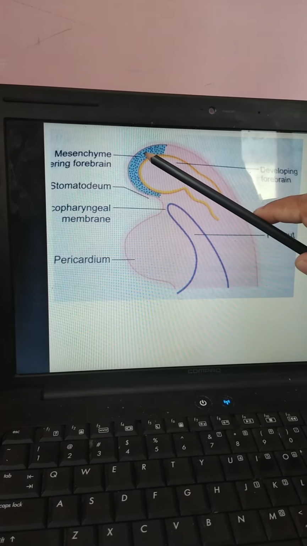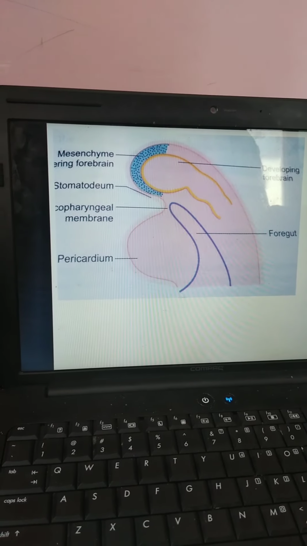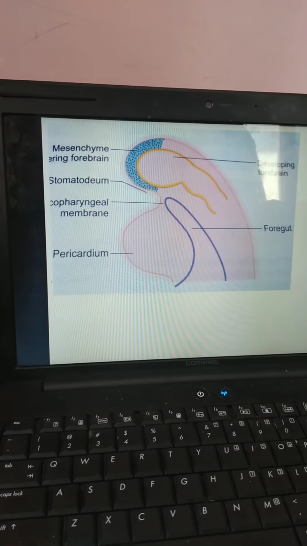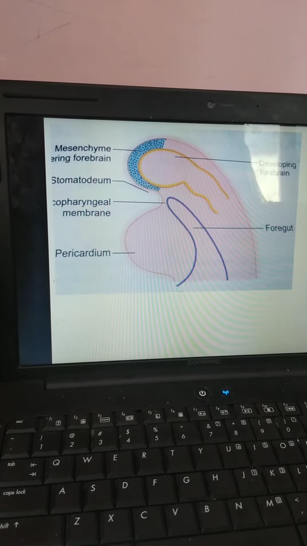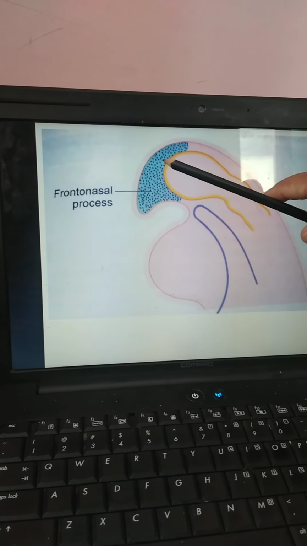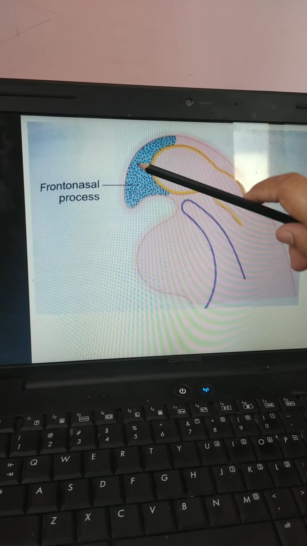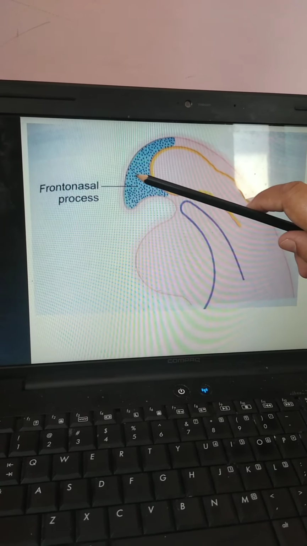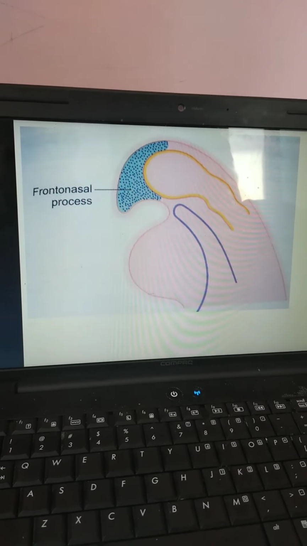The mesoderm of this developing brain proliferates, and when it proliferates, it goes downward and shows a downward projection that overlaps the upper part of the stomatodeum. See, this is the mesoderm of the developing brain. The cells of this mesoderm proliferate and move downward and cover and overhang the stomatodeum.